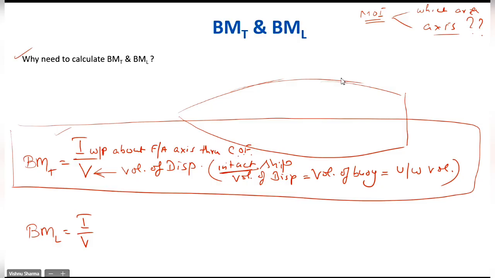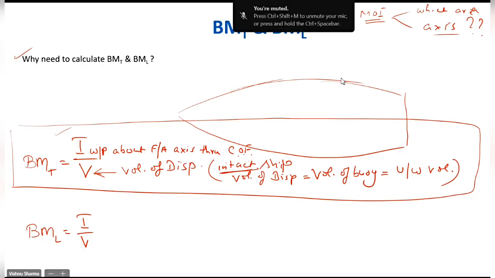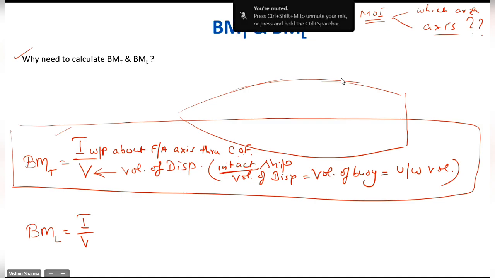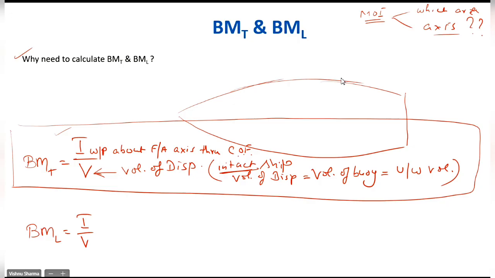Okay, I ask you one question here. For BMT, what is the reference axis? Tell me now. Ship center line? Center of flotation? Center of flotation is a point. Center of flotation is not an axis. Forward and aft axis passes through center of flotation. This is the correct answer, very good. This is the reference axis.